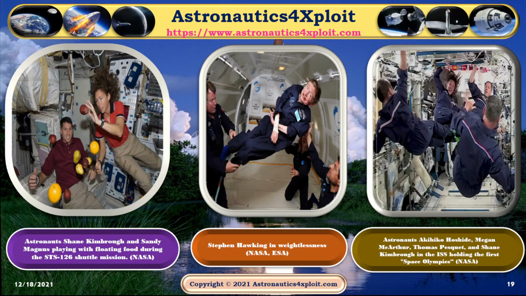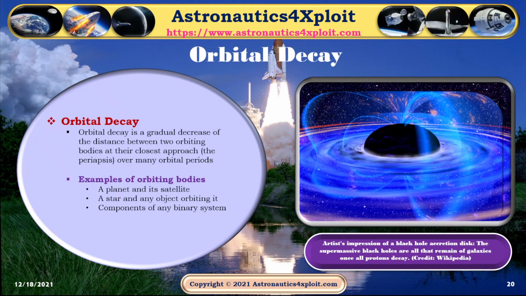These pictures show astronauts with floating food during the shuttle mission. The other picture shows Stephen Hawking in weightlessness. And the third picture shows astronauts in the International Space Station holding the first Space Olympics.